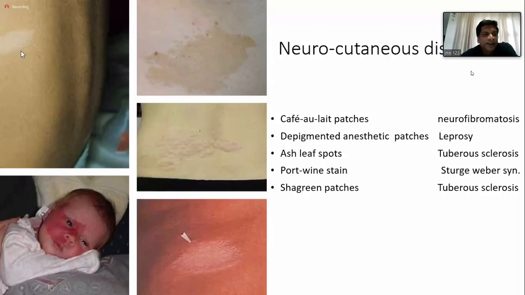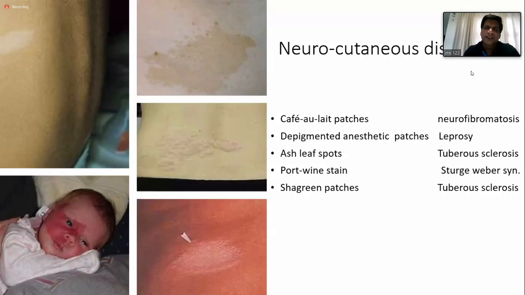And what is this one? This white spot is what they call an ash leaf spot. It looks like a hypopigmented white patch without pigment, right? Commonly seen on the trunk of the patient, and looks like an ash leaf. Again that indicates an underlying brain disorder called tuberous sclerosis.